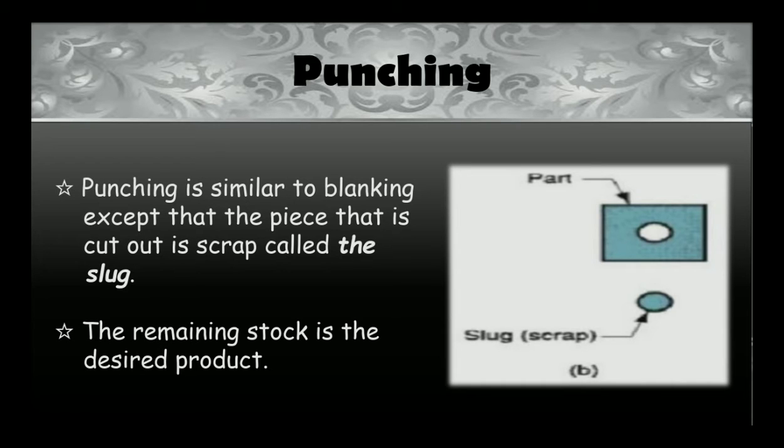Punching. Punching is similar to blanking, except that the piece that is cut out is called the slug. So the remaining stock is the desired product. Another information to put in: blanking and punching are similar sheet metal cutting operations that involve cutting the sheet metal along a closed outline. If the part that is cut out is the desired product, the operation is called blanking and its product is called a blank. If the remaining stock is the desired product, the operation is called punching.